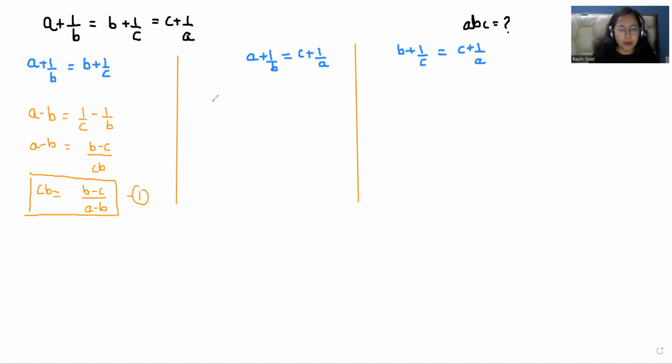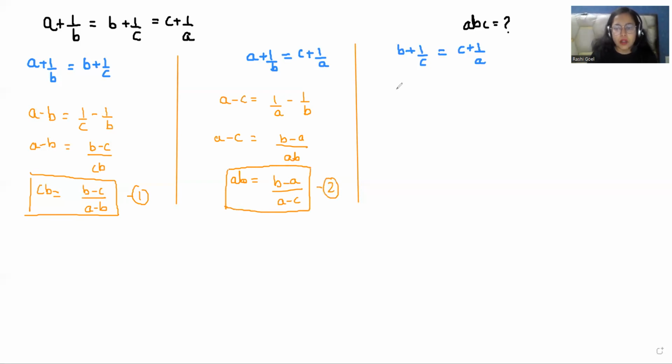I'll repeat the same process in the second one. a minus c, and here 1 over a minus 1 over b. And I'll take the LCM, that is AB, here b minus a. So AB is equal to b minus a over a minus c. This is our equation number 2.